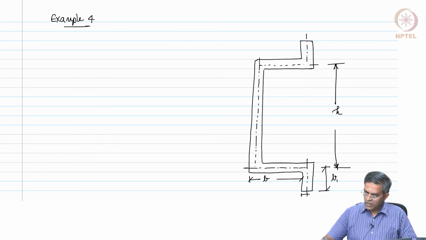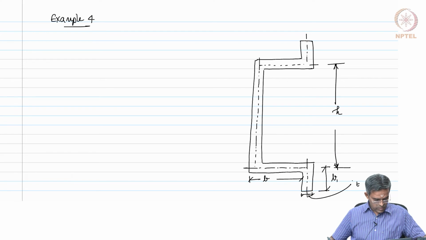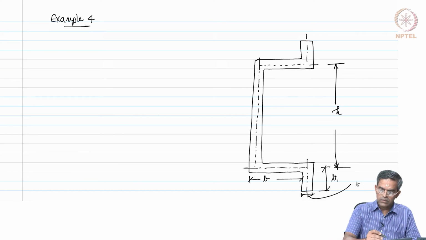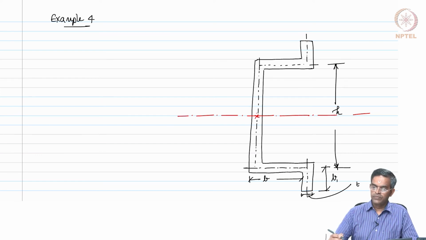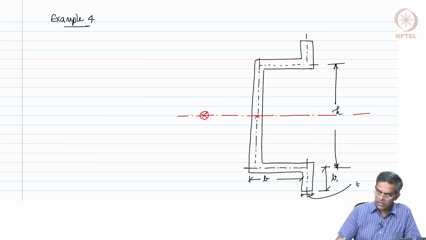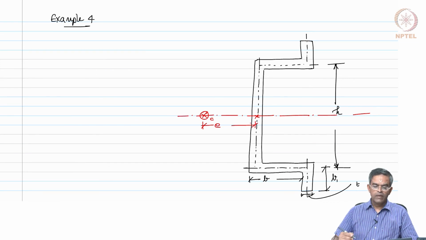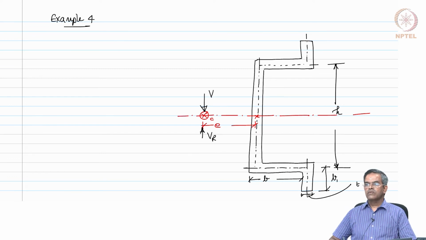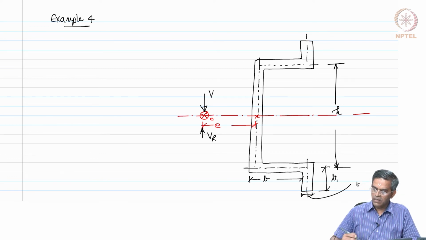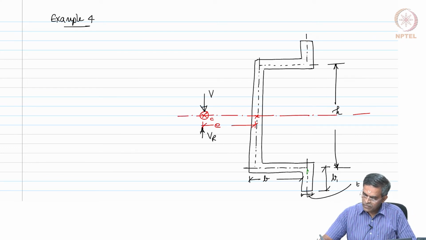Let us say it has uniform thickness T throughout. So, we know that this section has one axis of symmetry. This intersection is marked as O, and we mark this as my shear center, at a distance E from here. Let us assume that the shear and the reaction forces are acting at this point to avoid twisting of the cross section. Let us mark the shear flow now as shown in the figure.